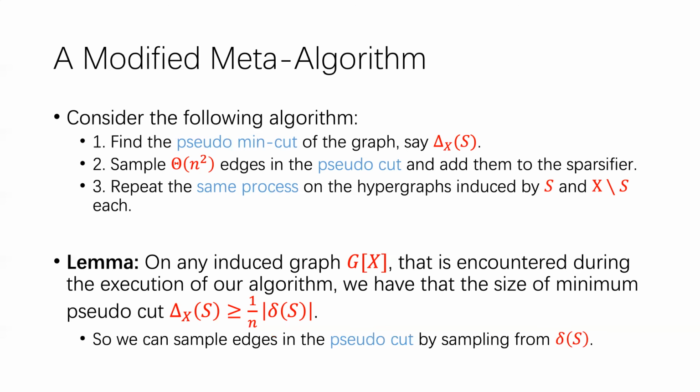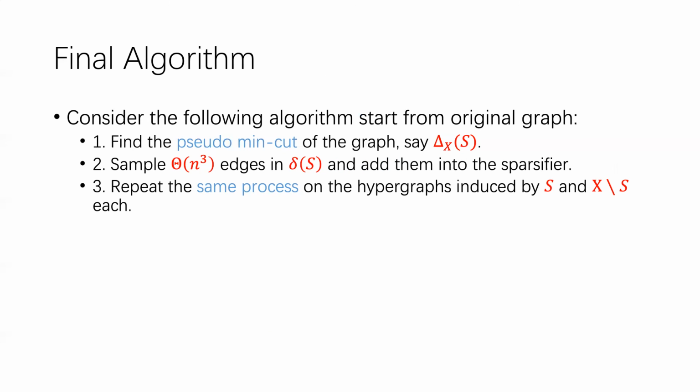Now, using this lemma, we can sample edges in the pseudo cut by just sampling from the real cut of S and V minus S by cut sampling queries, while we oversample with a factor of n. And this finishes the last piece of our algorithm. So in the final algorithm, we change the second step as follows. Instead of sampling n squared edges in the pseudo cut, we sample n cubed edges in the real cut S and V minus S, which is given by the first step.